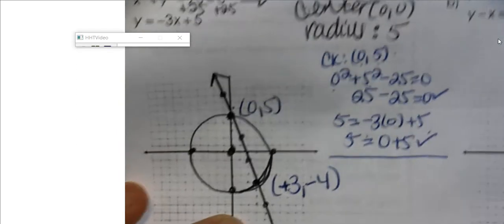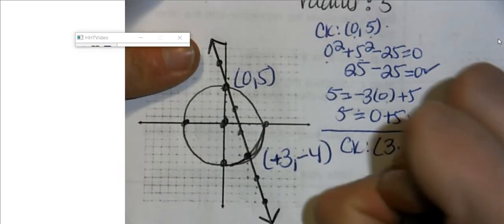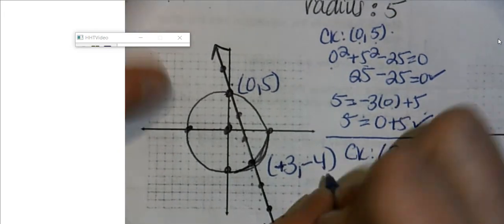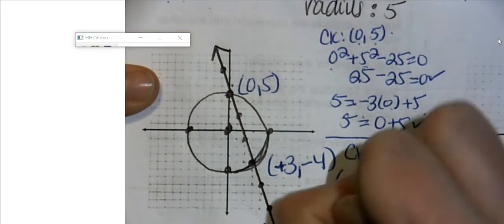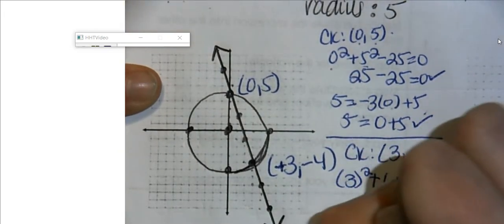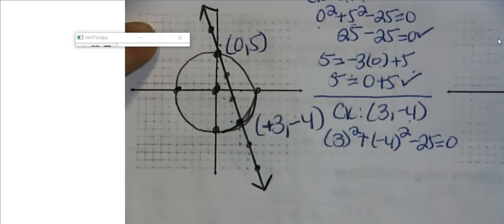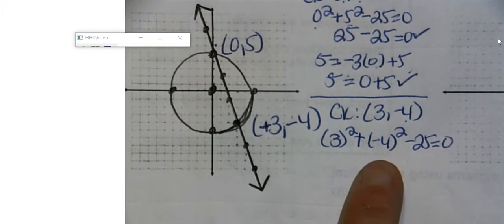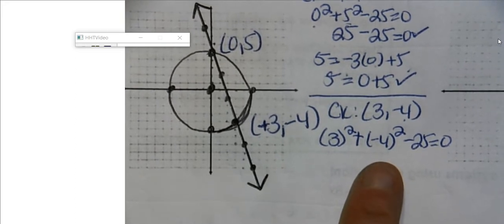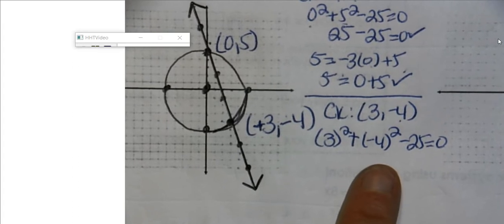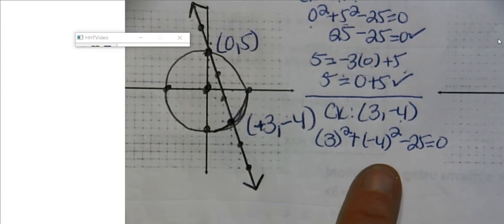So I'm going to check 3, negative 4. So I'm going to plug 3, negative 4 into my original problem. So that is 3 squared plus negative 4 squared minus 25. Does that equal 0? So please make sure that you are careful with using parentheses, because if you're really dependent on your calculator and you don't use parentheses, your calculator will not produce a correct answer for that particular problem.